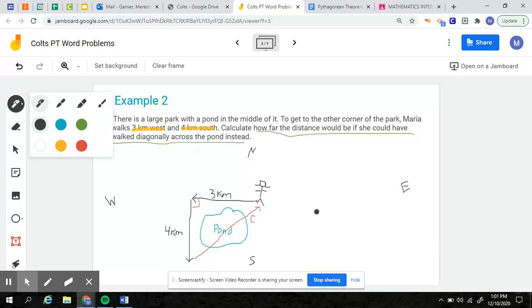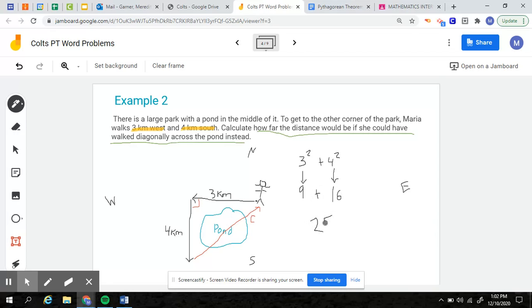Okay, to solve this problem, we're going to go ahead and set it up. Because we're solving for the hypotenuse, we're going to be adding. So remember, a squared plus b squared. So 3 squared plus 4 squared. Going to simplify, so 3 times 3 is 9. 4 times 4 is 16. I'm going to add those two together, so 9 plus 16 equals 25. Remember, your last step in solving is to take the square root. So when I take the square root, I get c equals 5.